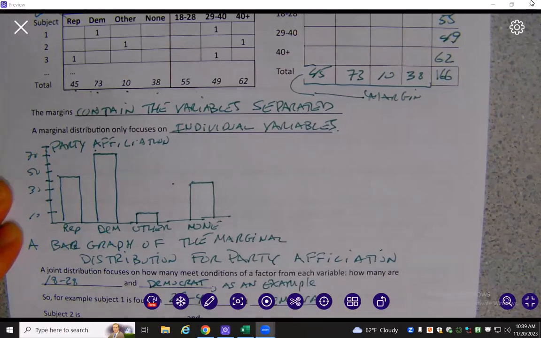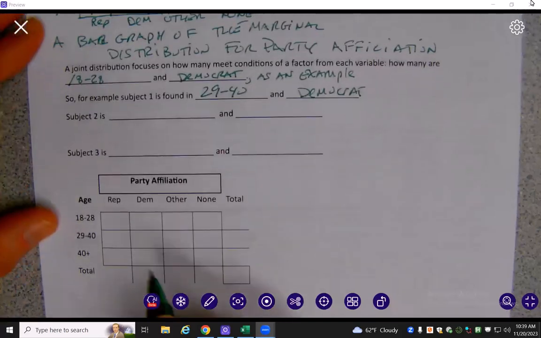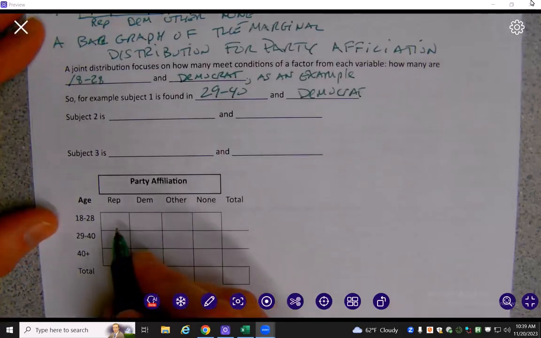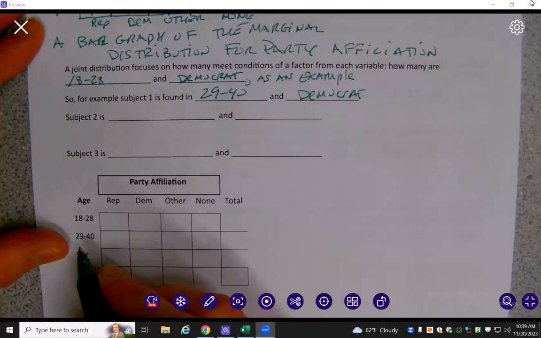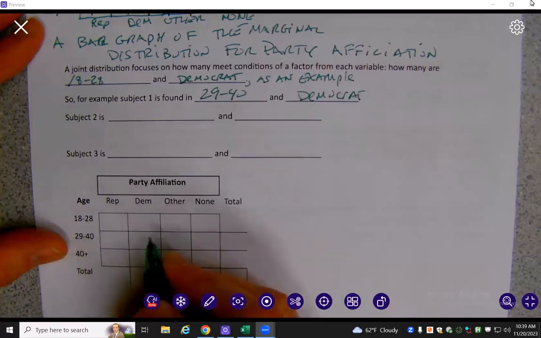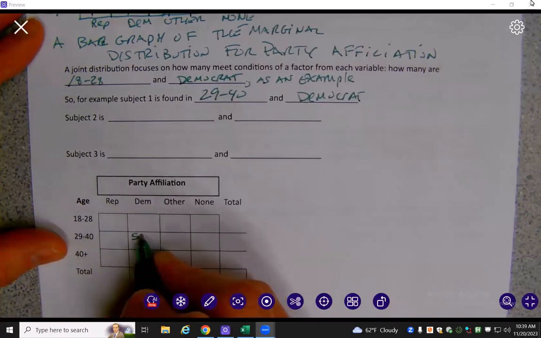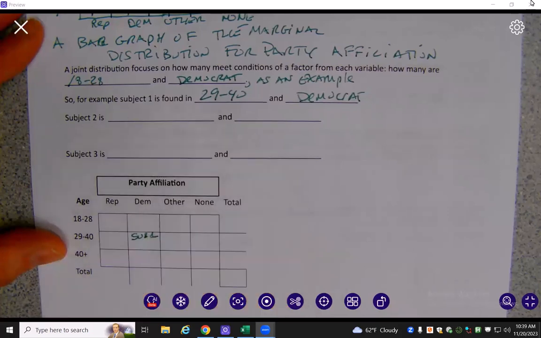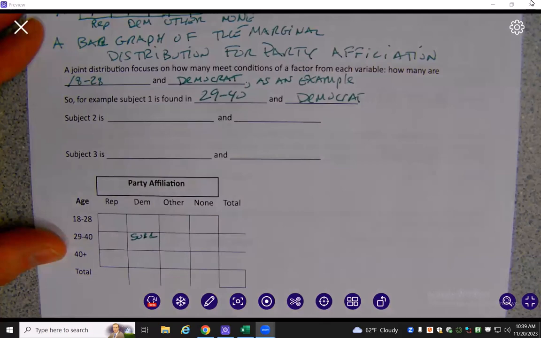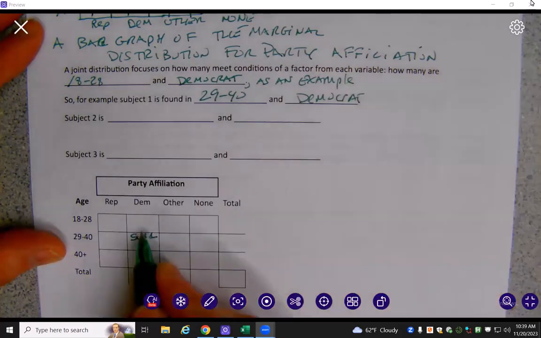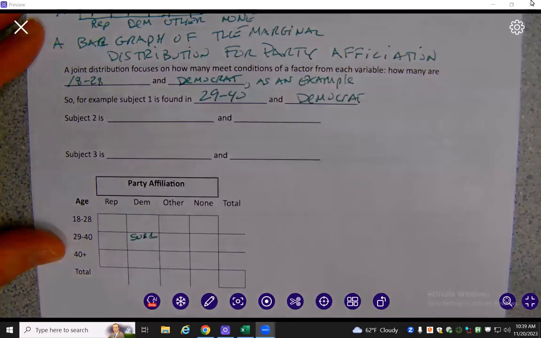So now I'm going to just do this part. Where is subject one here then? So subject one is 29 to 40 and Democrat. So subject one is right here. In this table, there's where subject one wound up. They're 29 to 40 and Democrat. So this is now a joint. Okay, because now we're joining the variables. So joint means putting together, join, align.